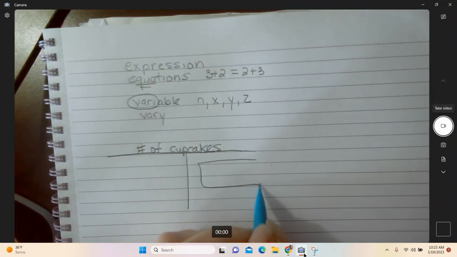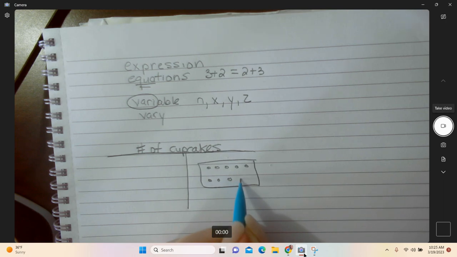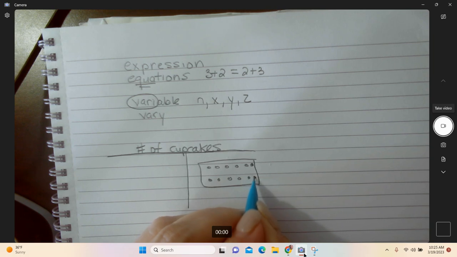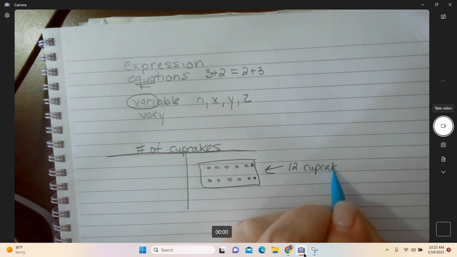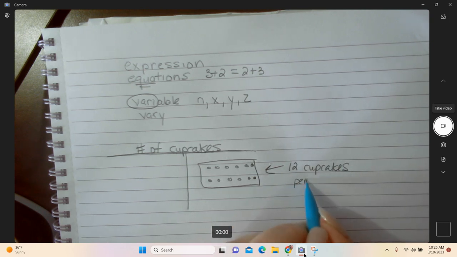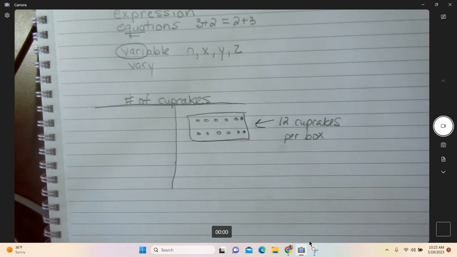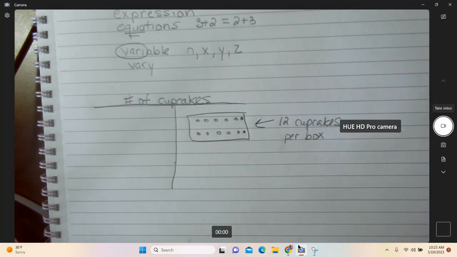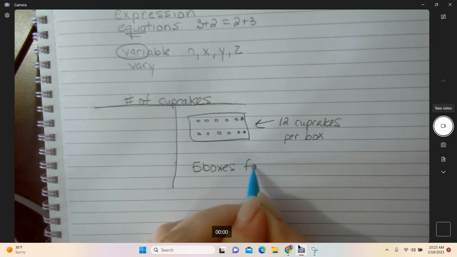So every box, right, has 1, 2, 3, 4, 5, 6, 7, 8, 9, 10, 11, 12. 12 cupcakes per box. All right, I see that. That will help me understand what to do as I move along. All right, next it says he orders 5 boxes for his sister's graduation party. 5 boxes for sis.